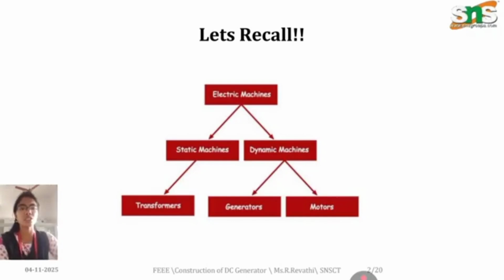It has two classifications. The first one is static machines and the other is dynamic machines. Static machines include the transformer, and dynamic machines include generators and motors. Why? Because a transformer is a static device. It doesn't have any rotating part, whereas in generators and motors, the rotor is a rotating part, and the stationary part is the stator. Without any rotating part, one form of energy is converted into another only in a transformer. So that is known as a static device.